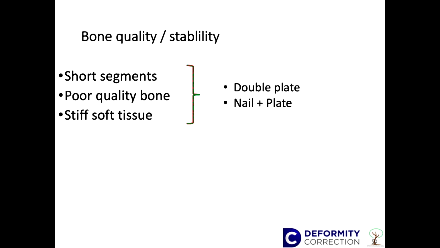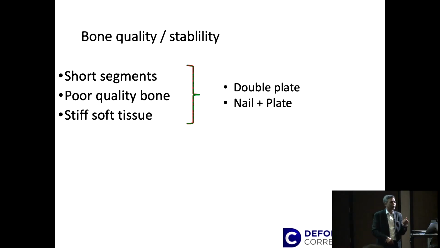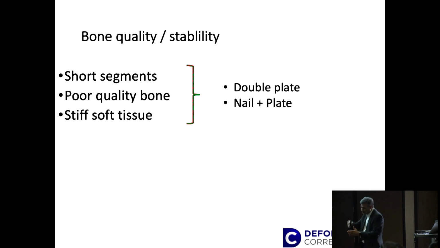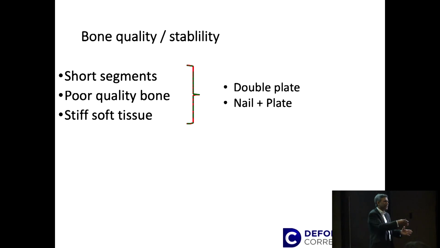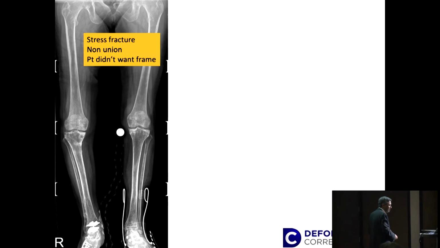Another problem you will face from time to time is bone quality. If your segment is small, the stability becomes an issue. It is particularly more relevant if you have stiff soft tissue, meaning somebody had previous surgeries and there's a lot of scarring. So that doesn't help. I'll give you this example. As I always say, I've done all the things which I'm talking to you about.